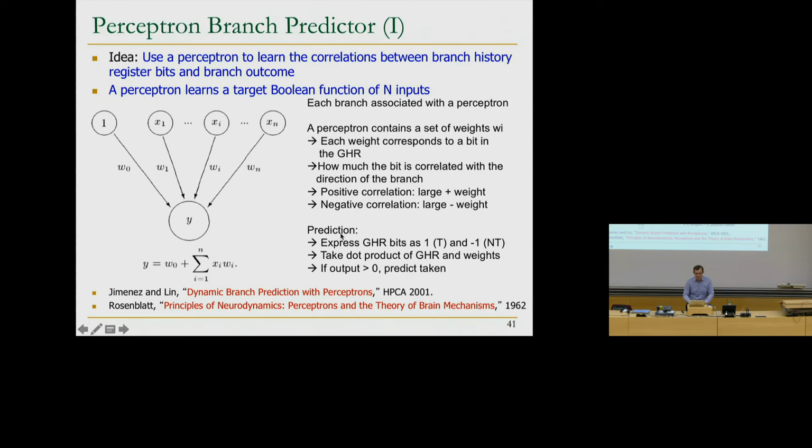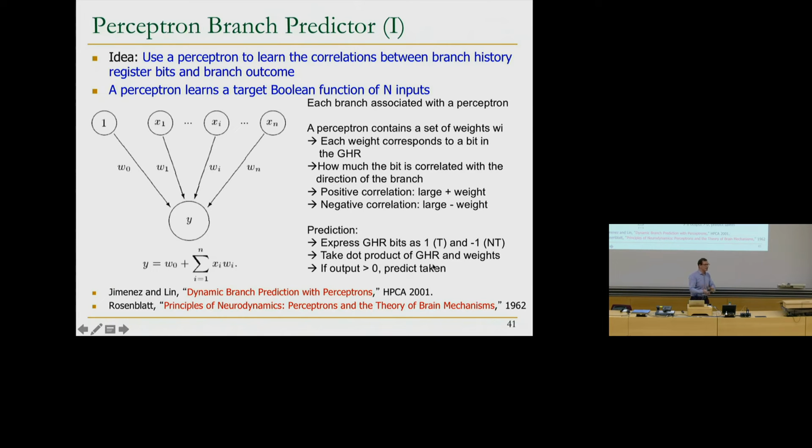Now you can make a prediction. You can express the global history register bits as 1 or -1, taken or not taken, depending on how you do the encoding. And whenever you're trying to predict a branch, you take the dot product of those global history register bits, expressed as 1 and -1, with the weights. So if this is 1, you multiply it with this weight. If this is -1, you multiply it with this weight, and then you add them up. And if the output is greater than 0, you predict as taken in this particular case.